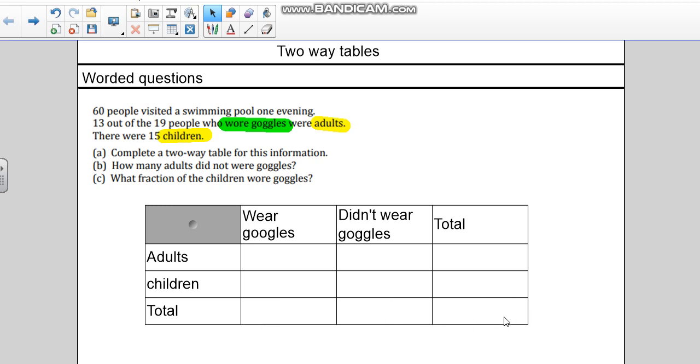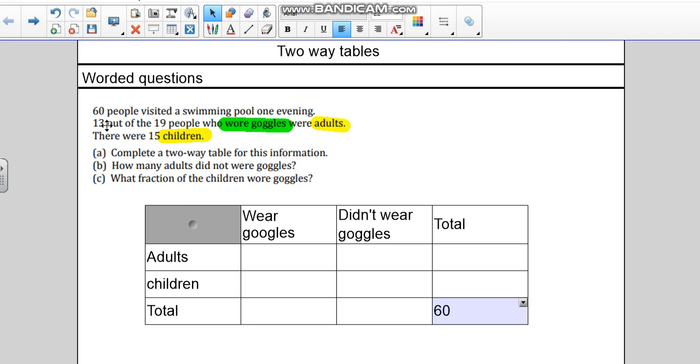and in here will be the overall total. If we look at this, we've got 60 people visited a swimming pool. So all of these numbers should add up to 60, which means in here I should have 60. That's going to help me when I'm trying to add everything up later. I know it should all add up to 60. So what else do we know? 13 out of 19 people who wore goggles were adults.